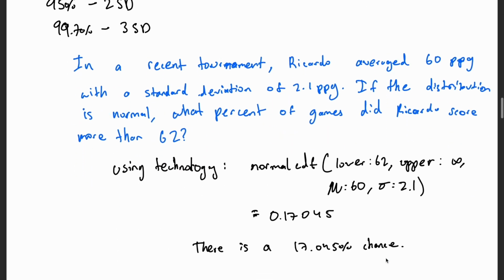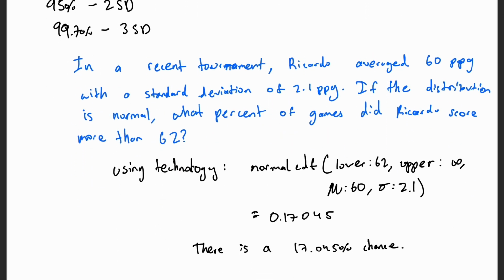And I'm just going to give an example problem that requires the use of a calculator. So in a recent tournament, Ricardo averaged 60 points per game with a standard deviation of 2.1 points per game. If the distribution is normal, what percent of games did Ricardo score more than 62?